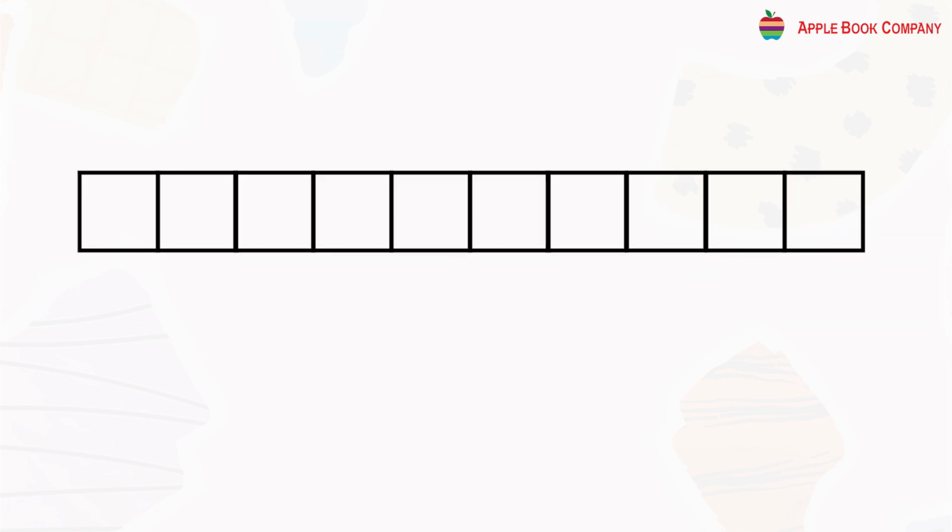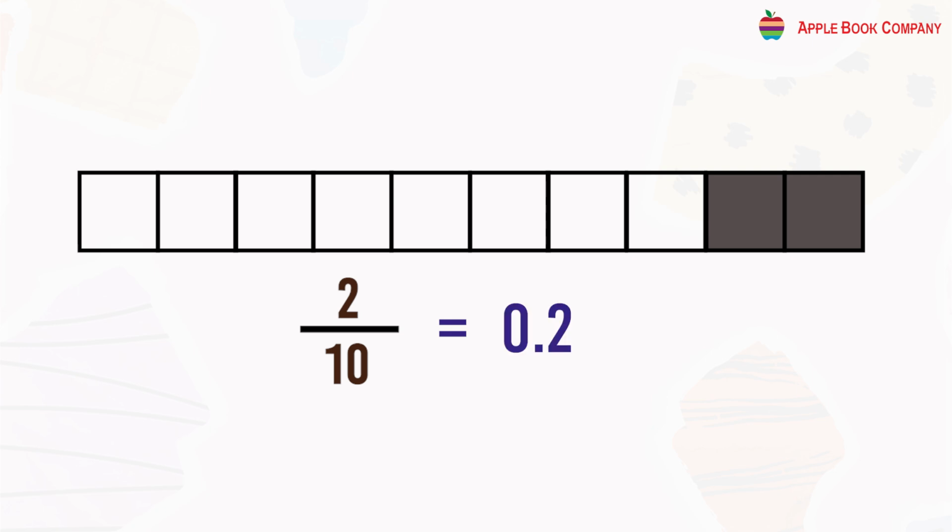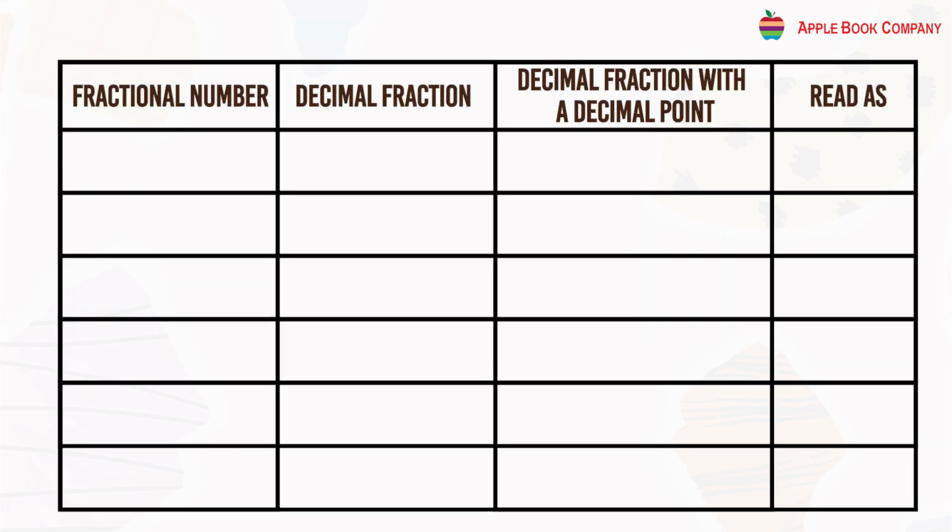Now we shade two parts. Two shaded parts represent 2 tenths or 2 by 10 of the whole figure. We denote it by 0.2 and read it as decimal 2 or 0.2. We can continue the tenths in the following chart. Fractional number 1/10, decimal fraction 1 by 10, decimal fraction with the decimal point 0.1, read as decimal 1.